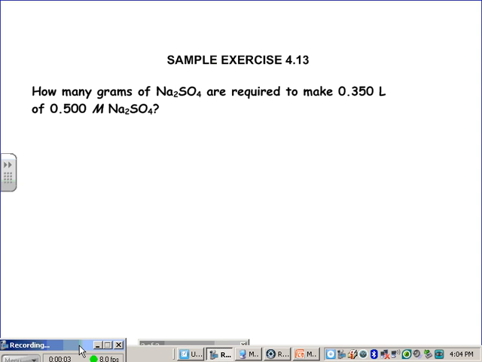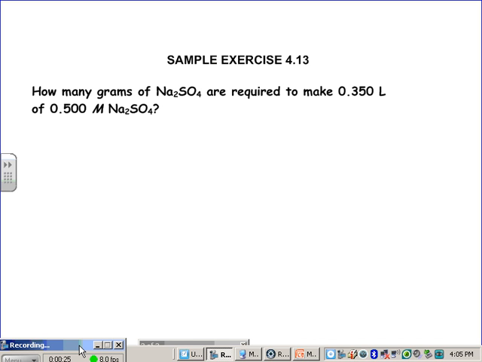All right, sample exercise 4.13. How many grams of sodium sulfate are required to make 0.350 liters of 0.5 molar sodium sulfate? This is a molarity problem essentially, but instead of solving for molarity, they want to know how many grams are required to make a solution.